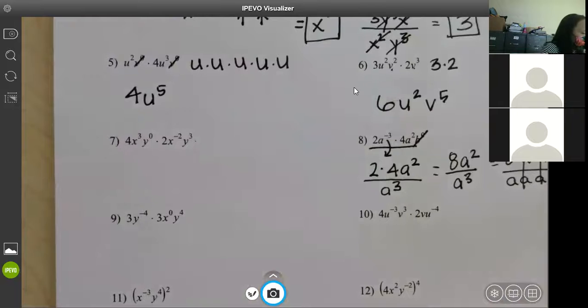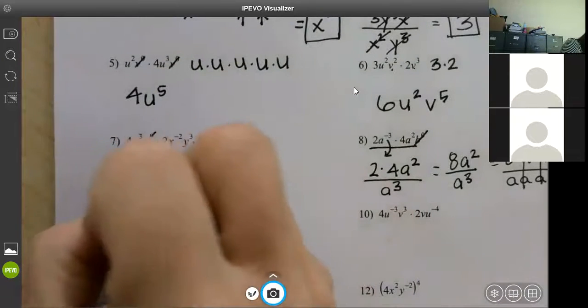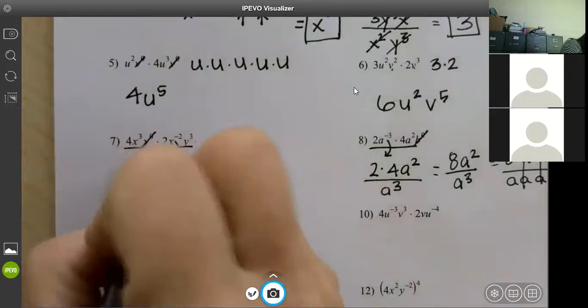What do you see? Here. Mark it out. What else do you see? Negative. How many of them? One. Just that one. It's going to go to the bottom and become positive.